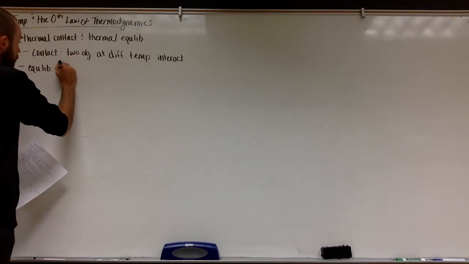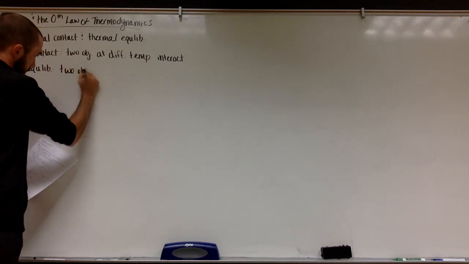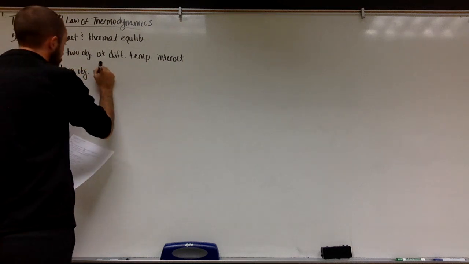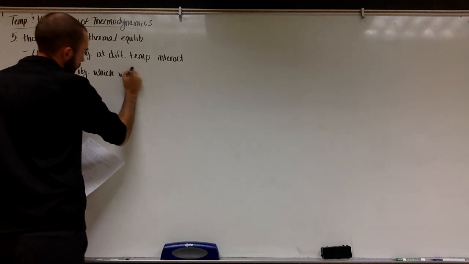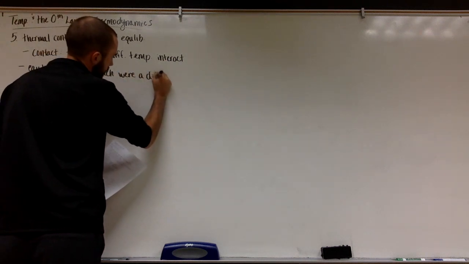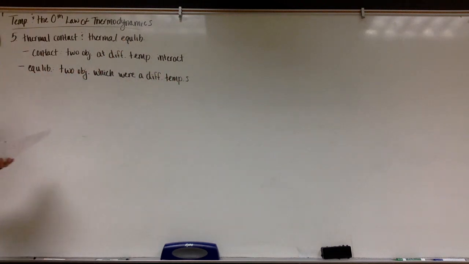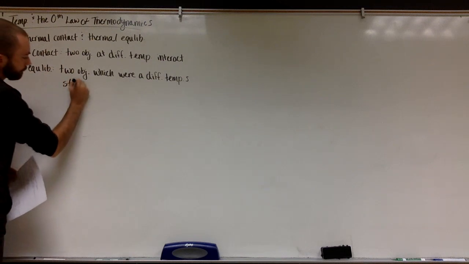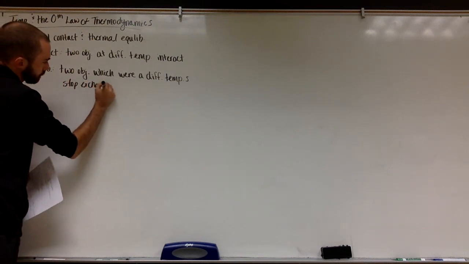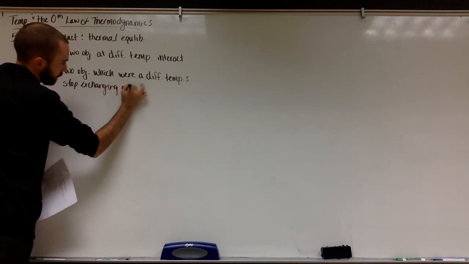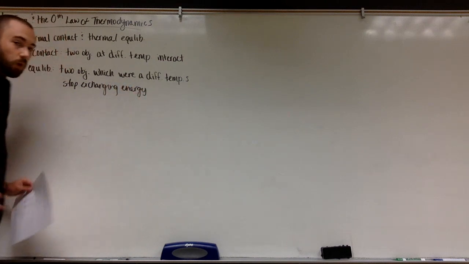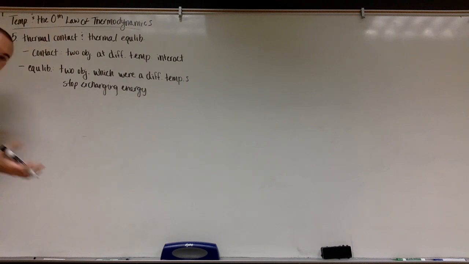That's going to be when two objects which were at different temperatures stop exchanging energy. Basically, what's going to happen is one object, which is warmer, has more energy. The colder object has less. They'll just keep exchanging energy until they're at the exact same temperature. So that would be when you're in thermal equilibrium.